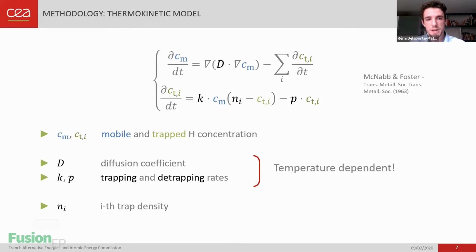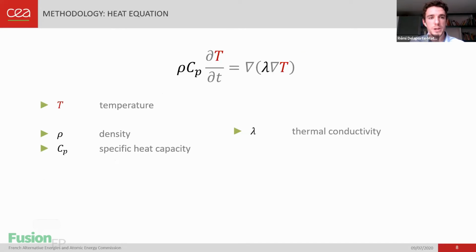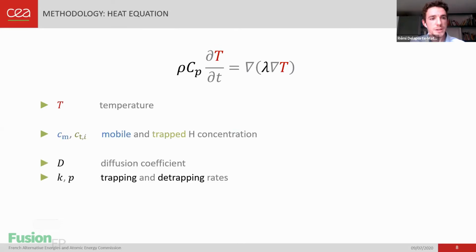Some of these properties are highly dependent on temperature. So we're going to need to check the temperature of the sample and the temperature of the component. That's why we have to solve the heat equation as well. In the heat equation, this one is more common. The temperature is T in Kelvin, and again we have three materials properties that we need, namely the density, the specific heat capacity, and the thermal conductivity.